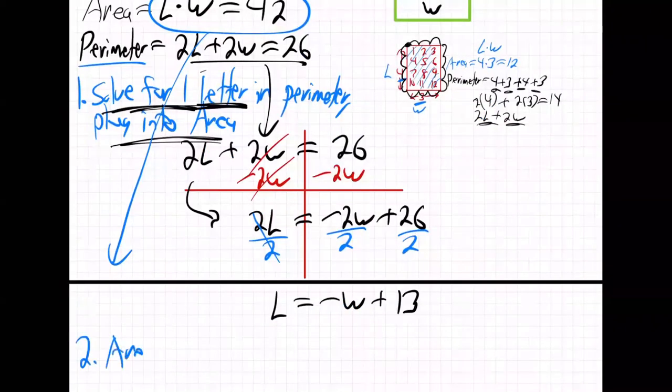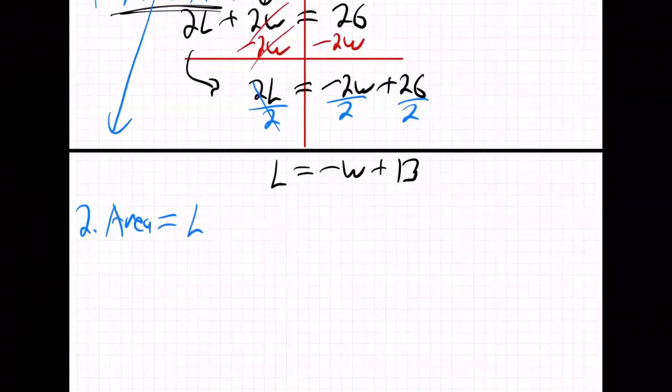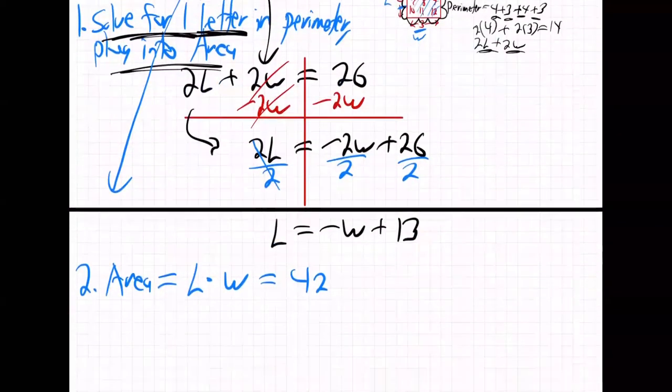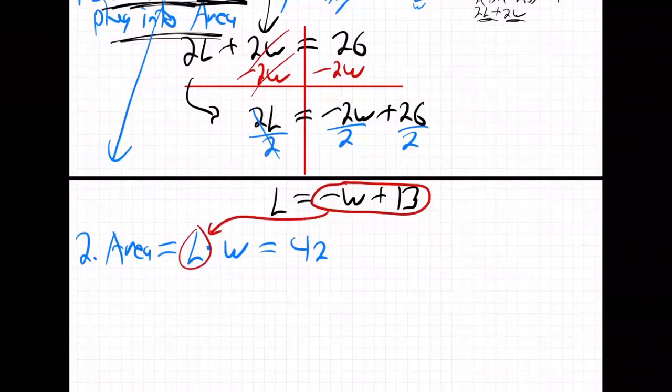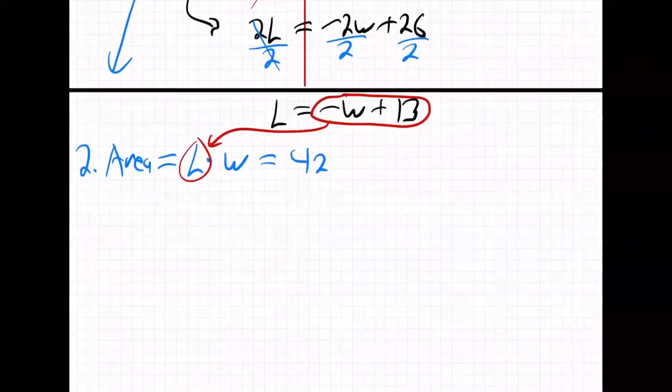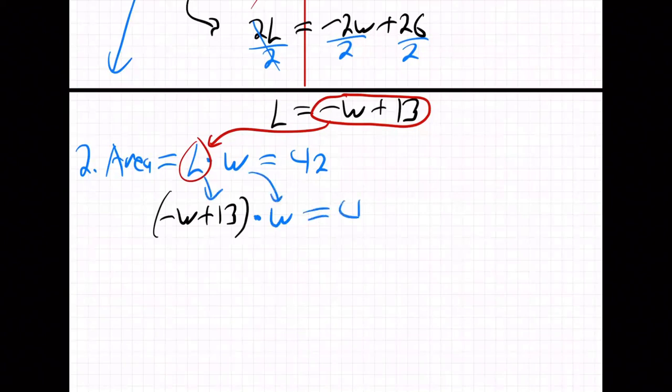Step 2, area equals length times width equals 42. Right? Yeah. And then grab that. Okay. Plug that in for L. And what do we get? Negative w plus 13 times w, right? This equals 42.